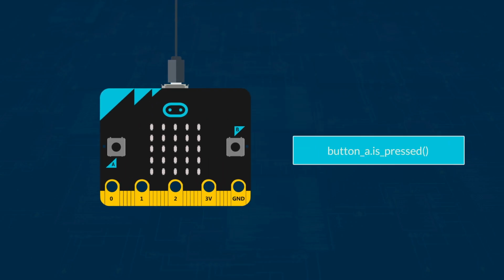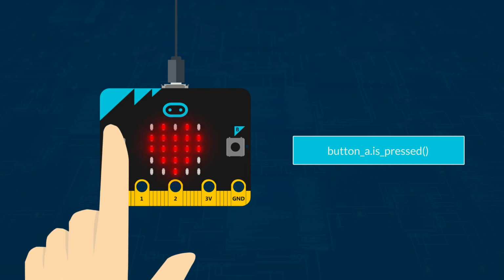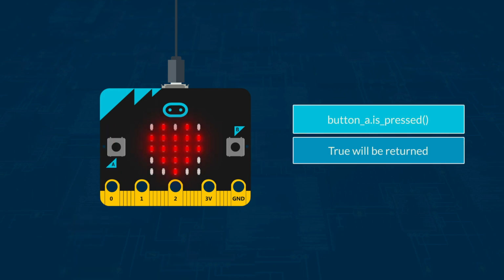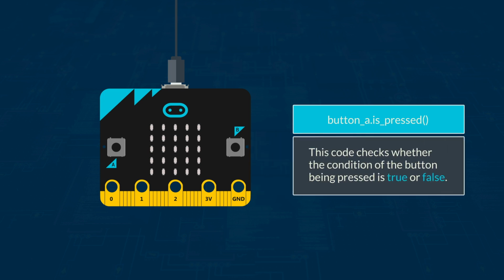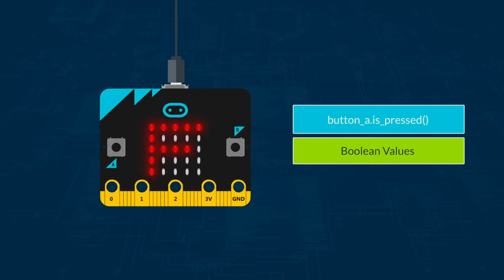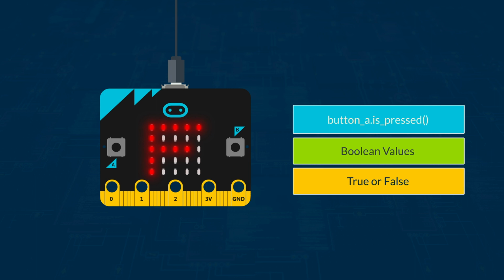This code will check if button A has been pressed. If it has been pressed, then true will be returned, otherwise false will be returned. The code just checks whether the condition of the button being pressed is true or false. These are Boolean values, true or false.